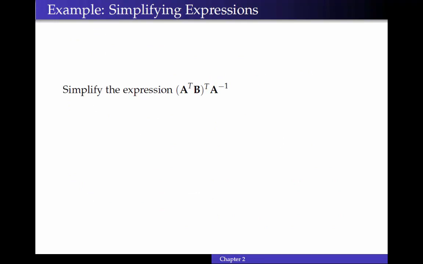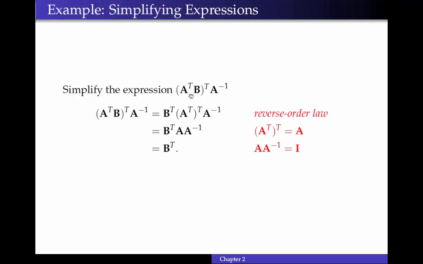Okay, let's also look at simplifying expressions. Here I have an algebraic expression, and I want to simplify it using the properties. The first thing we'll do is start with this transpose here and use the reverse order law. That will give me B transpose and then A transpose transpose, and then this A inverse is still here. Well, the A transpose transpose, that's just A. And now I have A times A inverse, which is the identity matrix, so I just end up with B transpose here.